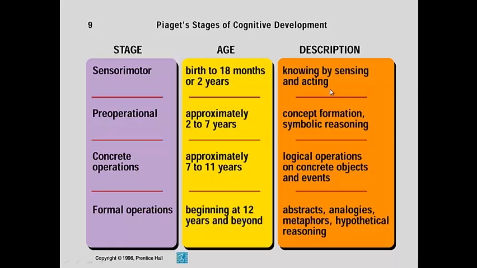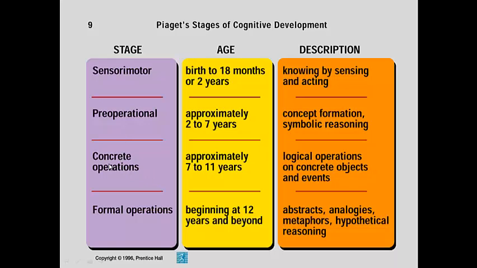doing something with or to their environment. The next stage is the pre-operational stage, approximately from 2 to 7 years, and that is the beginning of concept formation and symbolic reasoning, the beginning of development of this higher order mental representation. We're able to categorize objects and some rudimentary basic symbolic reasoning.